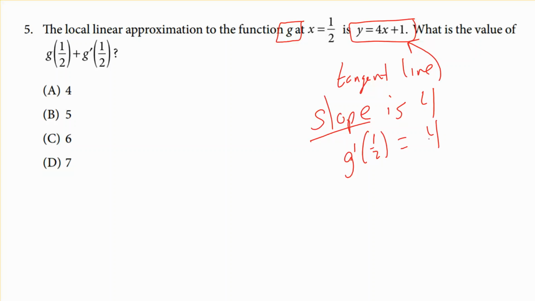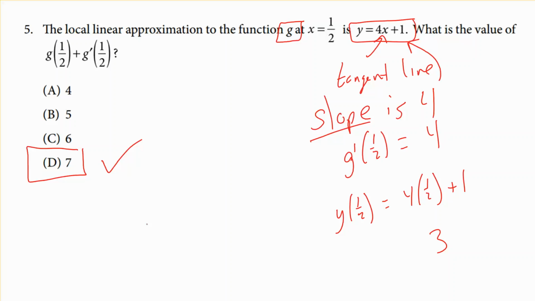There we go. Then, for it to be the local linearization and the tangent line, the tangent point also has to be when I put in the 1/2. So y of 1/2 is 3. So g of 1/2 is 3, g prime of 1/2 is 4. I'd say that one's on the more difficult side.